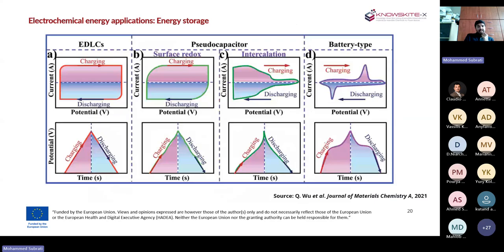And this is how the cyclic voltammograms for each case look, and also the galvanostatic charging and discharging profiles. You can see that in the electrical double layer capacitors and the ones in the middle, the pseudocapacitors, charging and discharging are much quicker than in batteries. But in batteries, because of that plateau, especially during the discharge, you can maintain charge for a longer period of time. So this is why you use batteries for EVs and not capacitors.